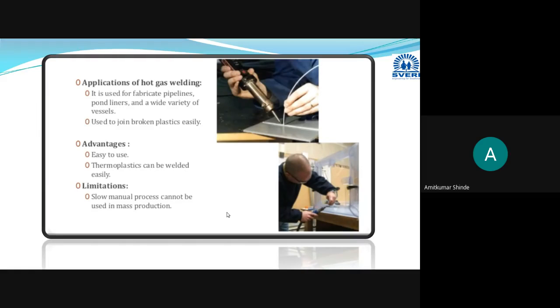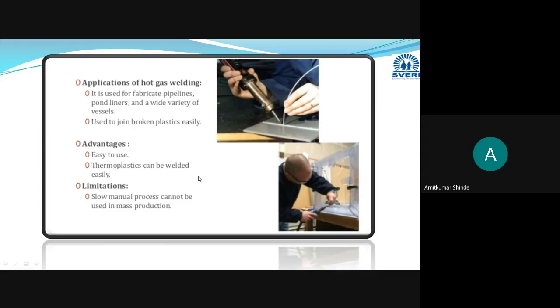But you just have to remember that it is a manual process. The torch is operated manually, and the feeding of the welding rod or filler rod is also done manually. Some error may occur in the weld quality.